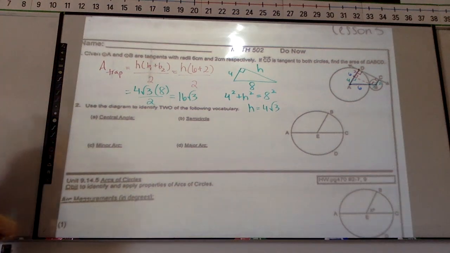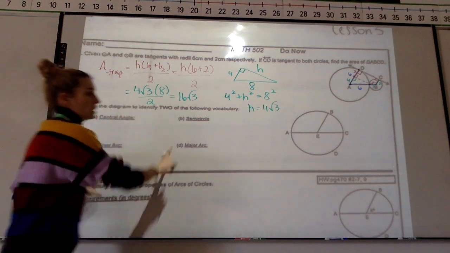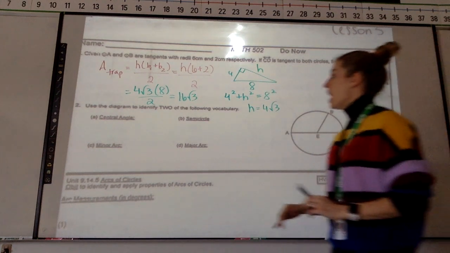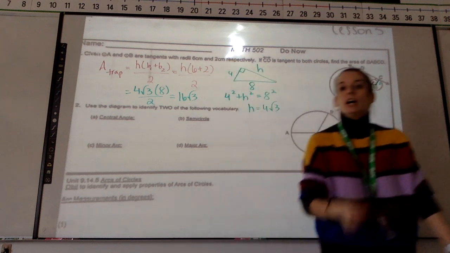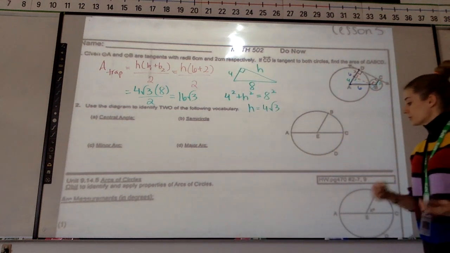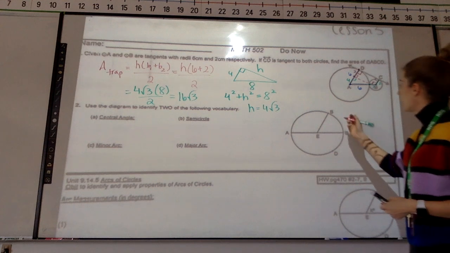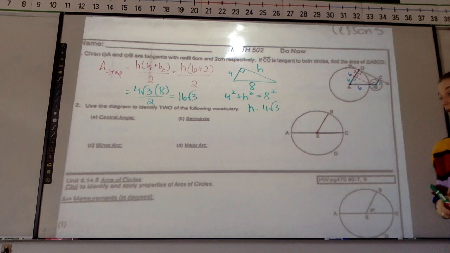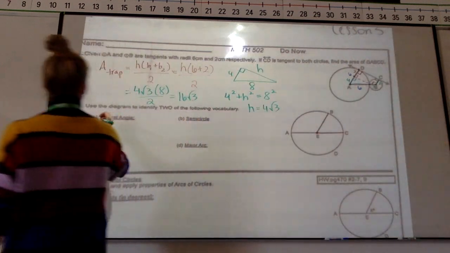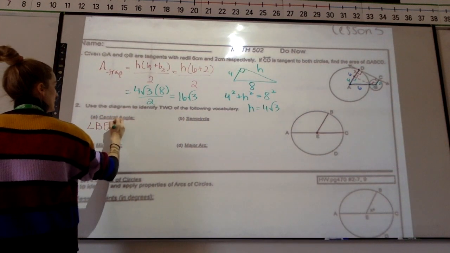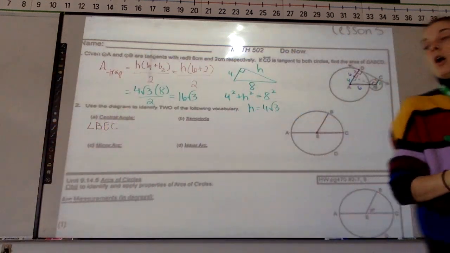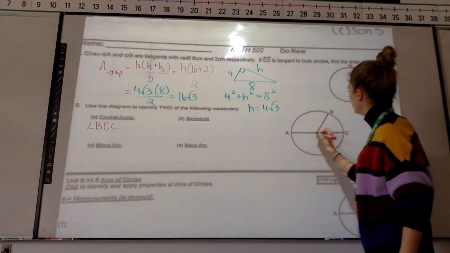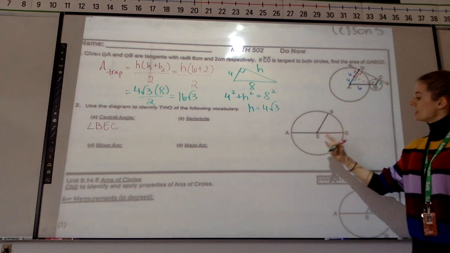All right, so number 2, use the diagram to identify 2 of the following for each of these terms. So there's more than one right answer for a lot of these. I'm just going to point out a few of them. Very first thing, a central angle. A central angle originates from the center of a circle. So, for example, right here, this would be a central angle. The vertex of that angle is the center of the circle. And therefore, one example of a central angle in this diagram would be angle BEC. We're asked to find 2 of each, so another central angle in that diagram could be right here. Angle AEB with the vertex at E.